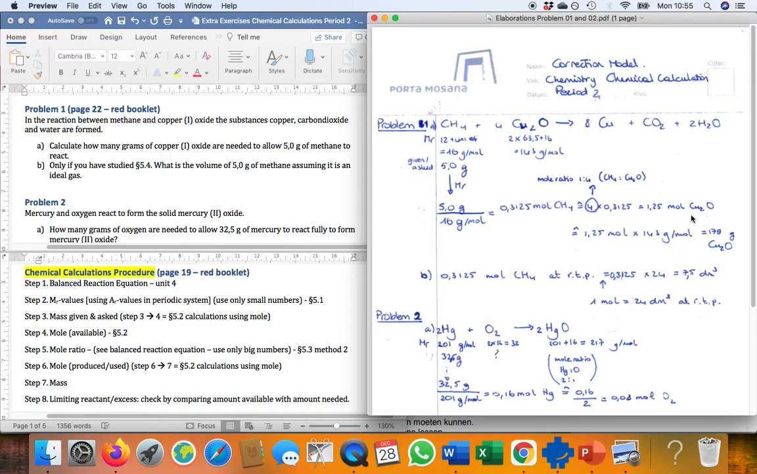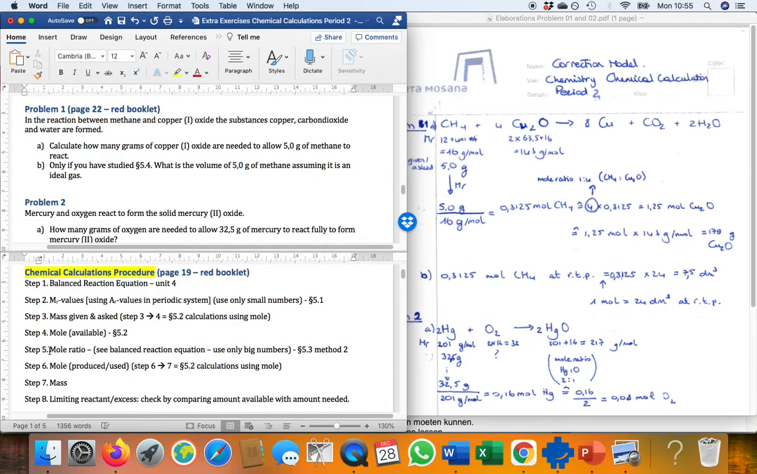And that amount of mole of methane equals 4 times as much mole of copper oxide. How do I know that? That I know from step 5, mole ratio, and I need to see the balanced reaction equation, so the big numbers. So I see that 1 mole of methane will react with 4 moles of copper oxide. And so I write down my mole ratio above, just to be very clear.